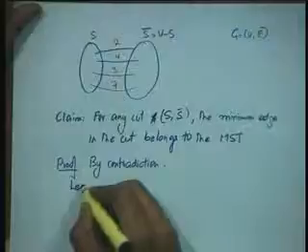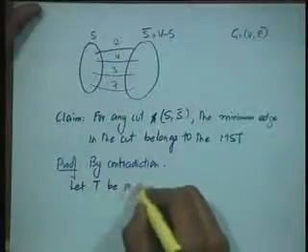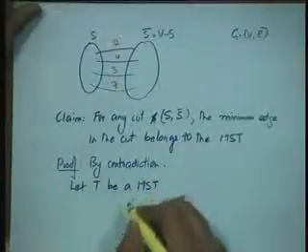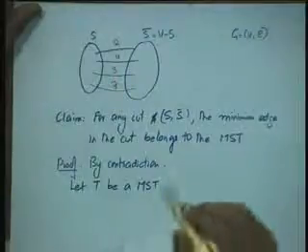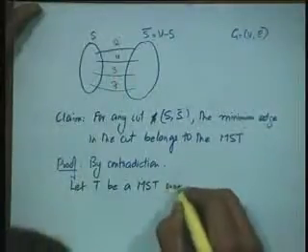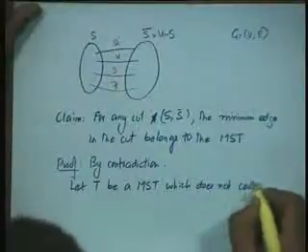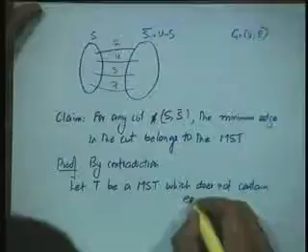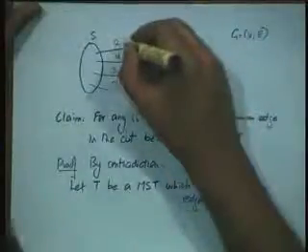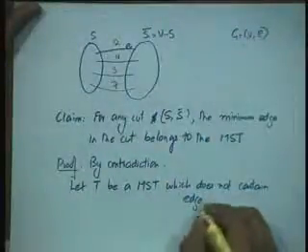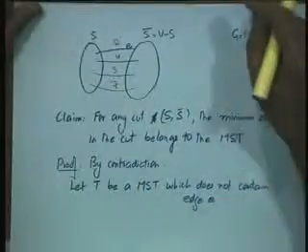So let T be an MST. MST is short for minimum spanning tree. So T is an MST which does not contain edge E.